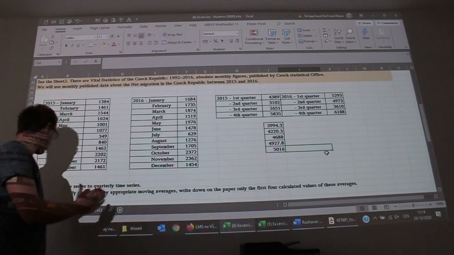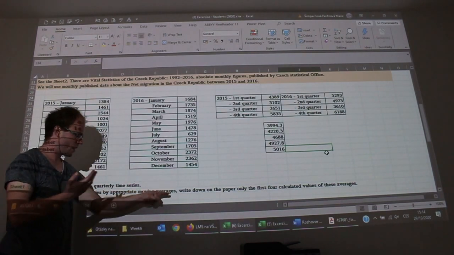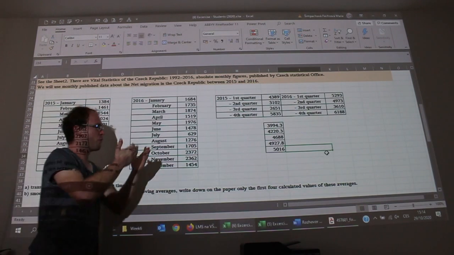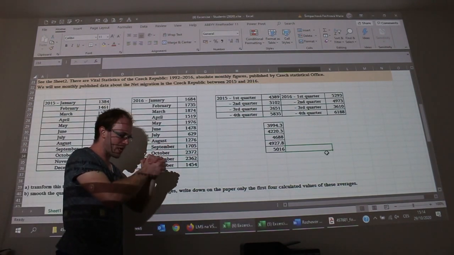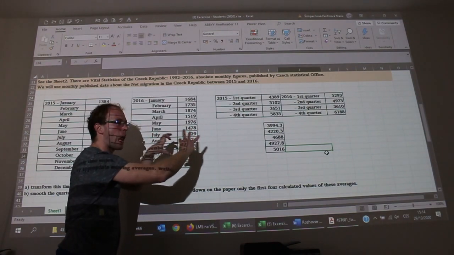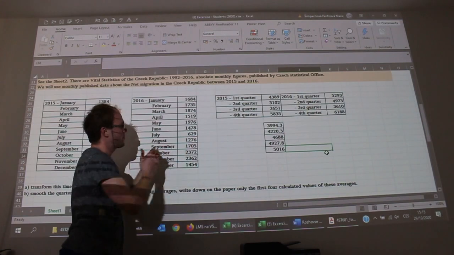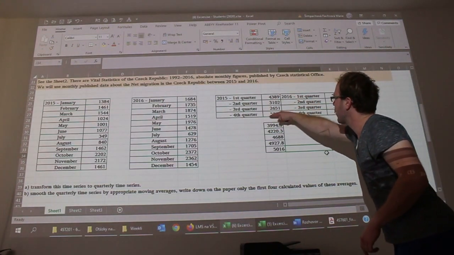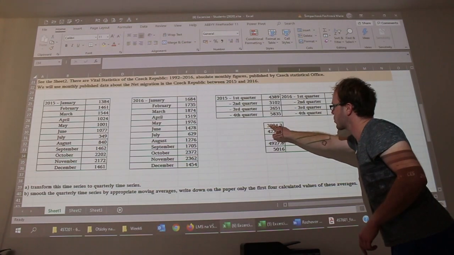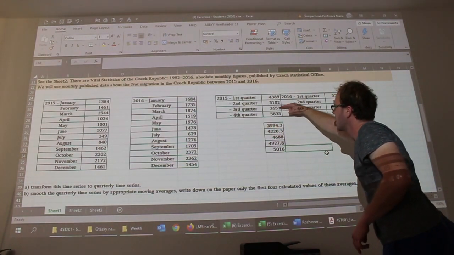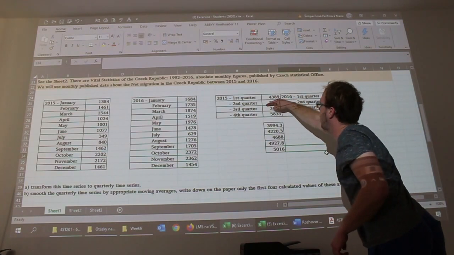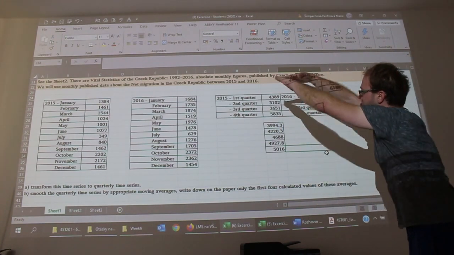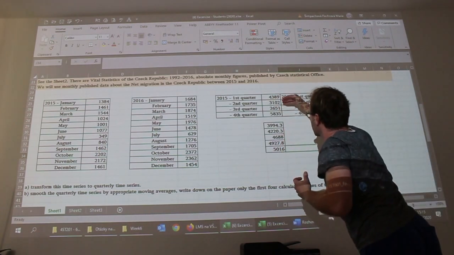We want to calculate moving averages with the length 4 on this quarterly published time series. If we calculate some result, we must have the cell where it's possible to write the result. We started with the calculation of moving average, and this result, 3994.3, must be placed here, where is the black line. But I don't have the cell. I want to write the result in the middle.